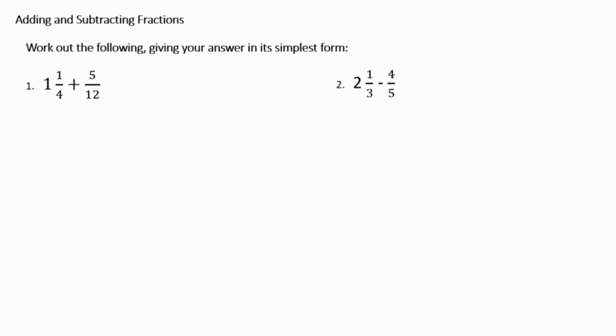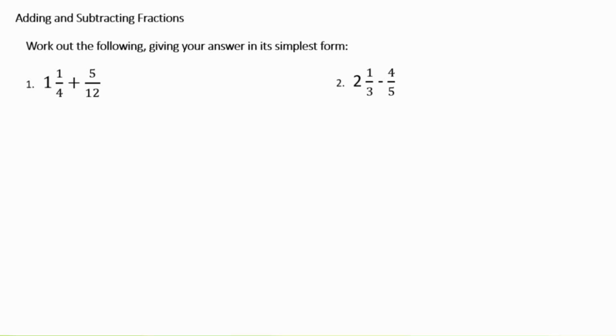Sometimes when we are adding fractions, one of the fractions, or even both of the fractions, may be mixed numbers. So as we can see for number 1, the first fraction, which is 1 and 1/4, is given as a mixed number. What we do in this case is that we change the mixed number into an improper fraction.